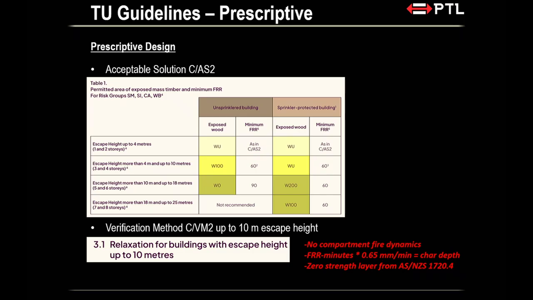Now, what happens with prescriptive design, right? This is when I just read the table, and I quite clearly do not care about the fire dynamics happening inside the compartment. You will find this in the supplementary document. Basically, you have two main columns, all right? You have sprinklered buildings and unsprinklered buildings. You have two sub-columns that tell you how much exposed wood you can have for different escape heights, all right? The higher the escape height, the more risky the building is. And the other columns talk about the minimum fire resistance rating for the building.